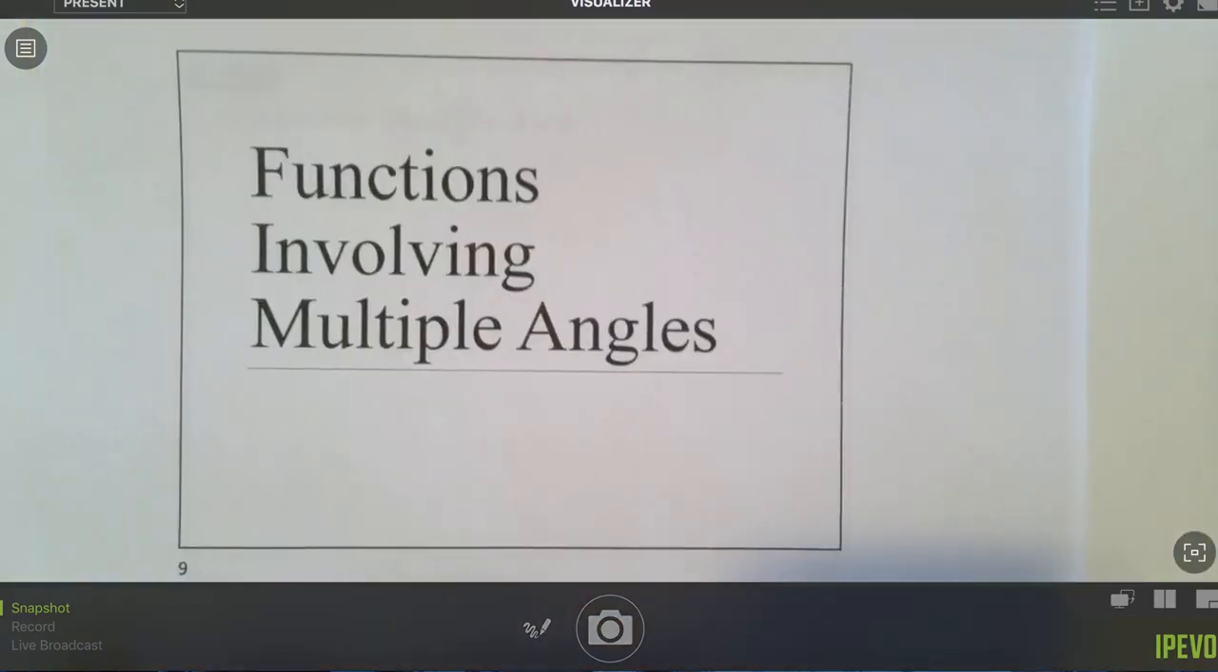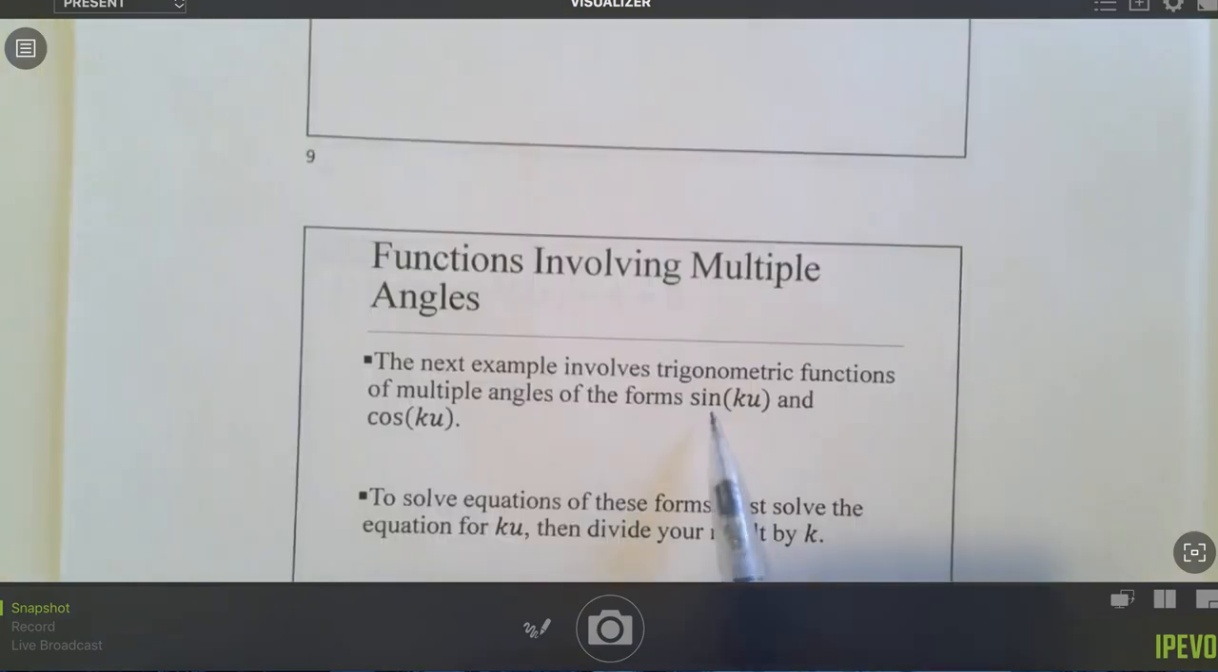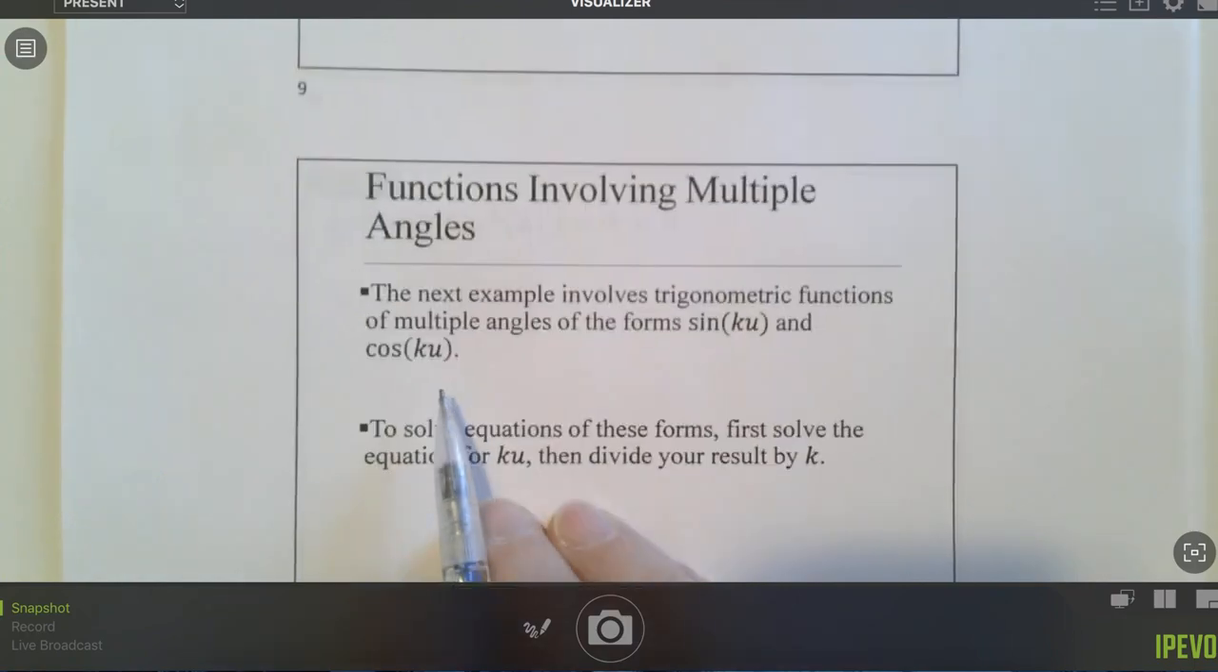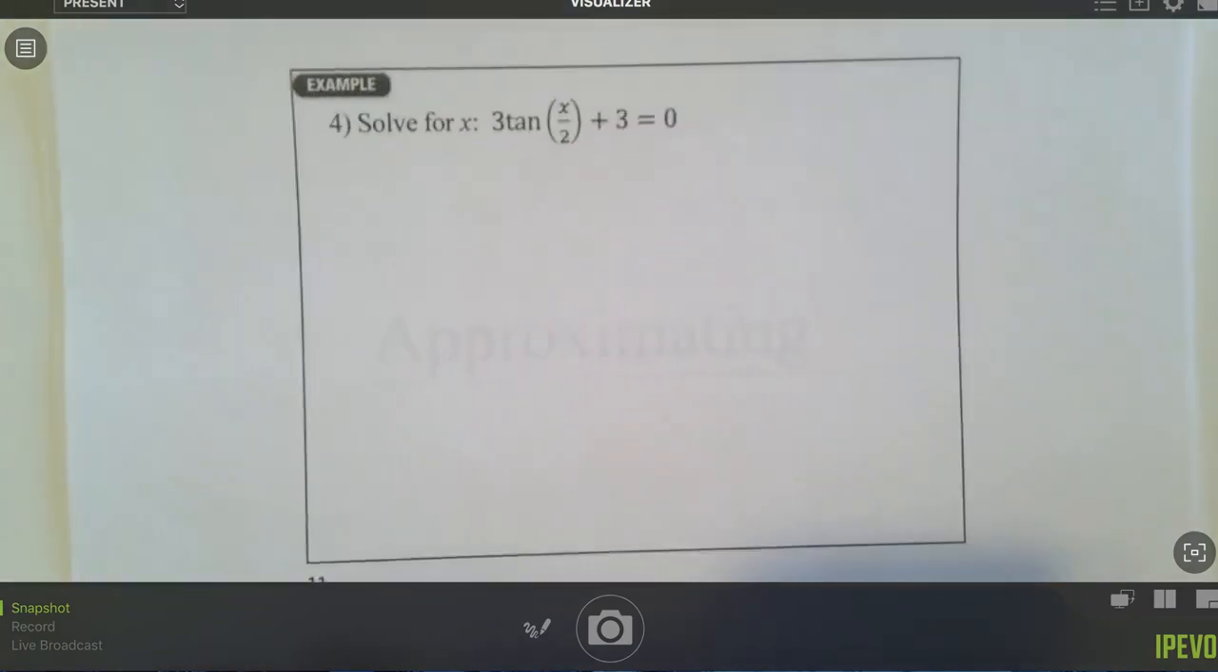All right, now let's do some examples where we have multiple angles. In these situations, we're going to be looking at something like sine of k times u or cosine of k times u. So after we isolate the trig function and after we refer to the unit circle, we're going to have to go through and divide our result by k. So here's our first example.